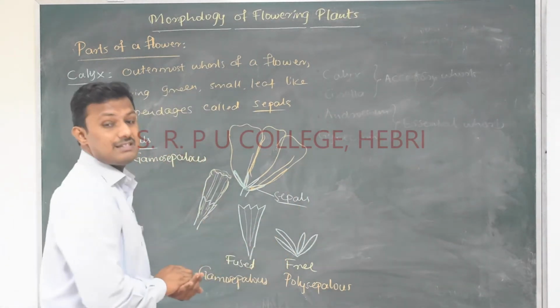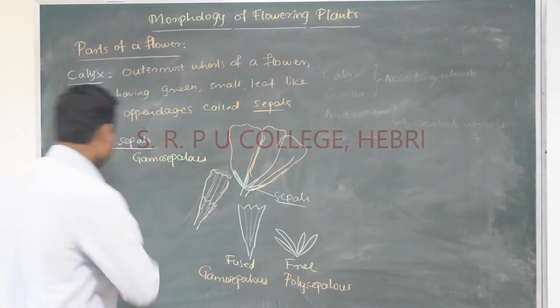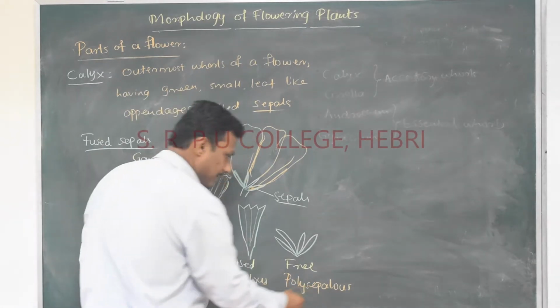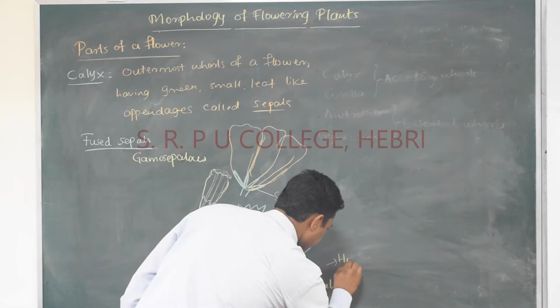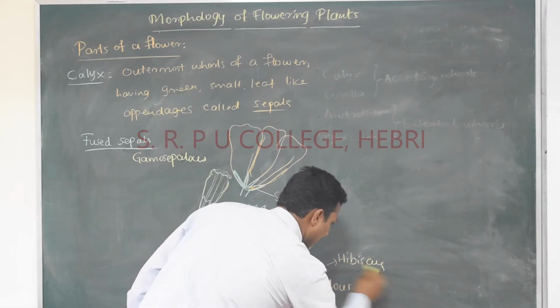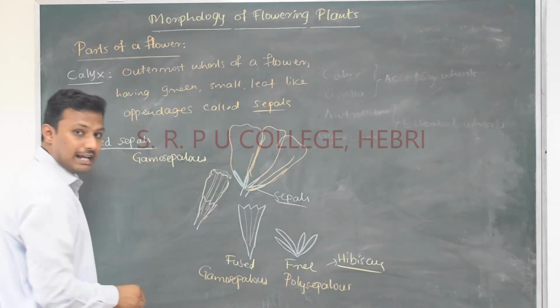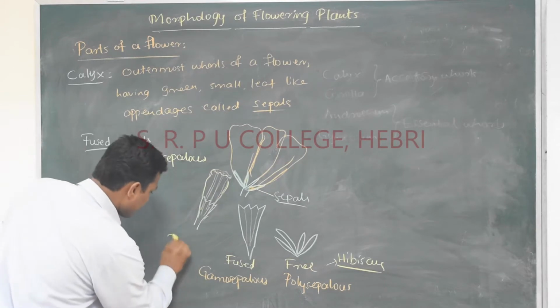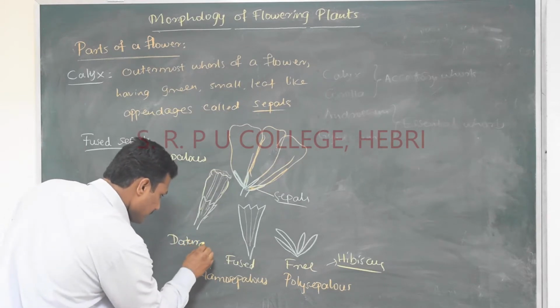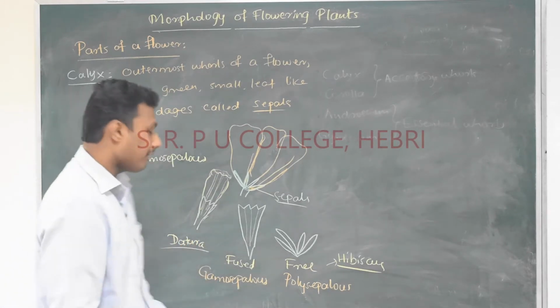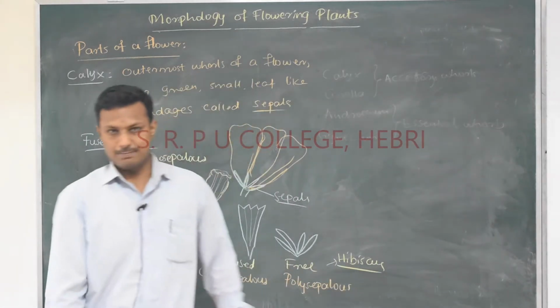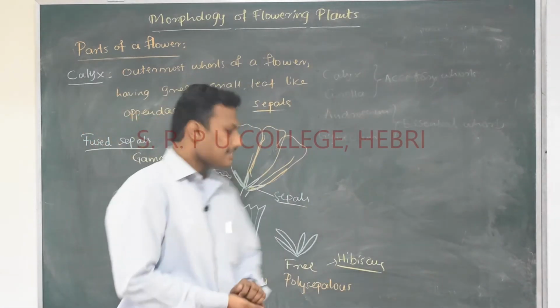Okay, so the best example for polysepalous can be this one. For polysepalous you can give the example hibiscus, and for gamosepalous you can give the example of which one? Datura. Datura can be the best example for the fused condition of the sepals. Okay, so this is about the sepals.